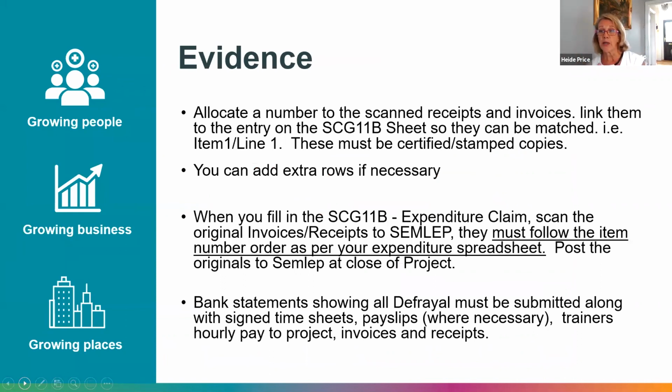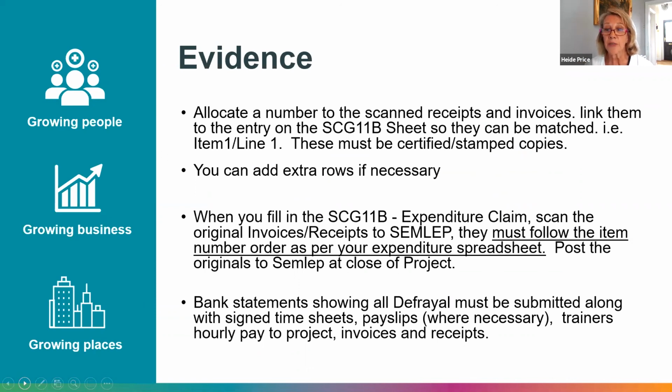As it says on this one, allocate a number to the scanned receipts, and link them to the entry on the SCG 11B, i.e. item 1, line 1. All these copies must be certified, stamped as true copies. You can add extra rows. There's no problem with that.